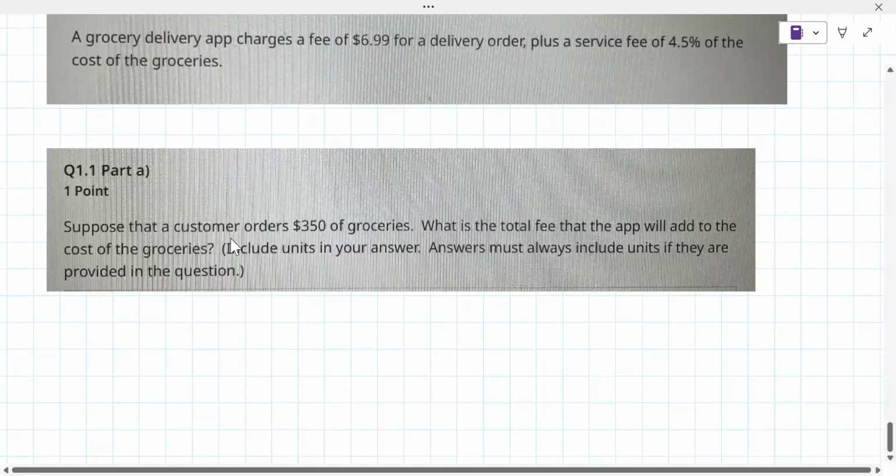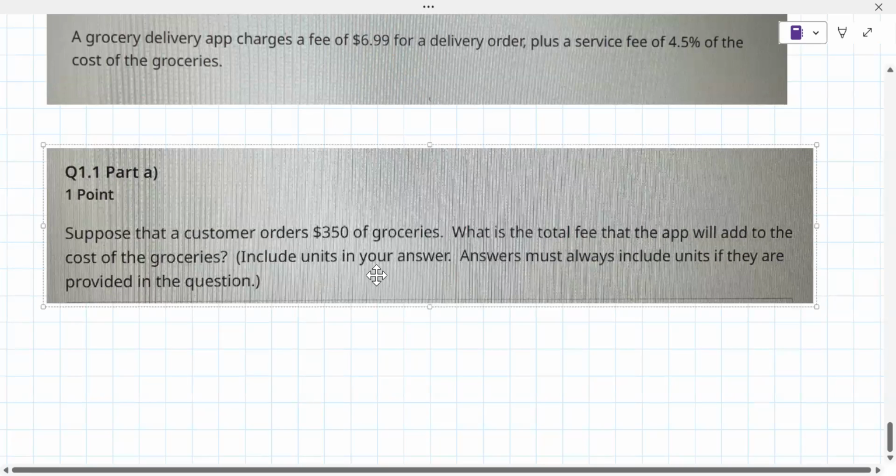All right. Suppose that a customer orders $350 of groceries. So they charge a fee plus a 4.5% service fee. So the 6.99 is always there, and then the 4.5% changes based on how much in groceries you order. Any questions on that? Yeah, that makes sense. Okay.